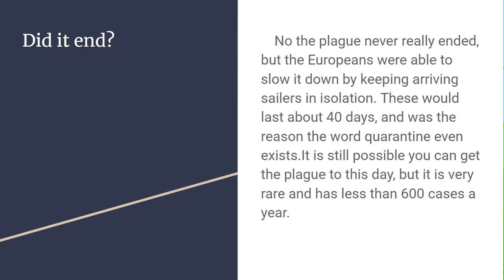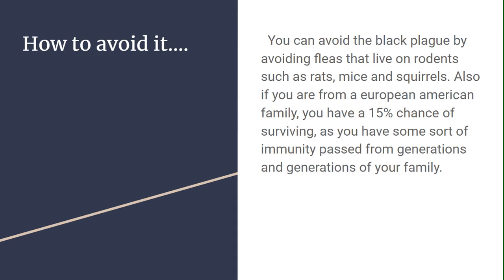Did it end? No, the plague never really ended, but the Europeans were able to slow it down by keeping arriving sailors in isolation. These would last about 40 days and was the reason the word quarantine even exists today, as the first instance of quarantine was when they isolated sailors to prevent the plague. It is still possible you can get the plague to this day, but it's very rare and has less than 600 cases a year.